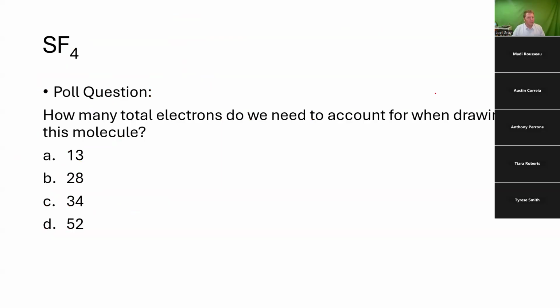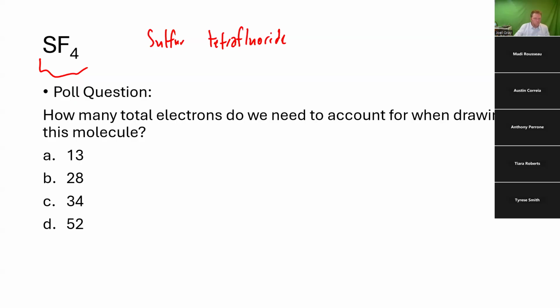How many total electrons do we need to account for when drawing this molecule? I'm fine working through this together. Our molecule is SF4. San Francisco 4, not really. Sulfur tetrafluoride. If you're feeling bold, you could add to the chat, is this an ionic or a covalent compound?